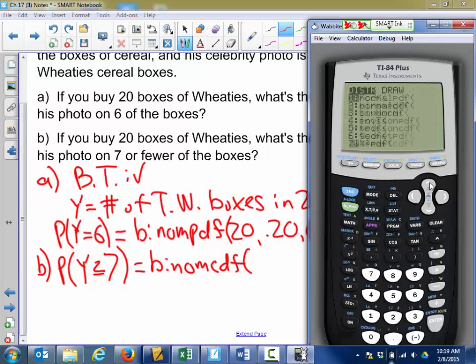Okay, so let's enter in binomial CDF and see what happens. We have second distribution. We'll scroll up to binomial CDF.